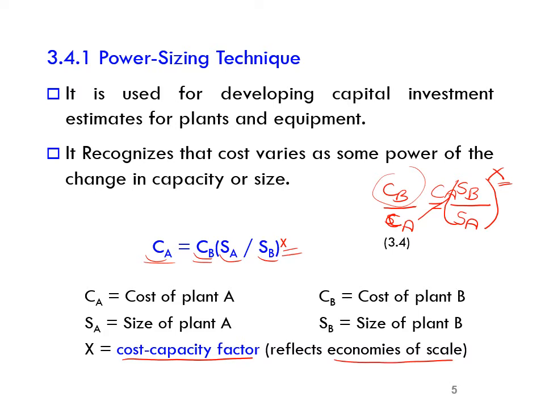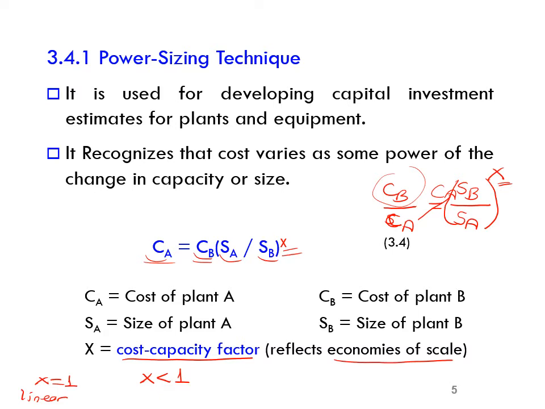Here, the cost capacity factor X, if it is equal to 1, as I told previously, this means that there is a linear relationship. But sometimes this factor is less than 1. If it is less than 1, it means that there is a decreasing economies of scale. So it means that the per unit cost, the additional unit of capacity costs less than the previous unit. Okay, so this is what decreasing economies of scale means.